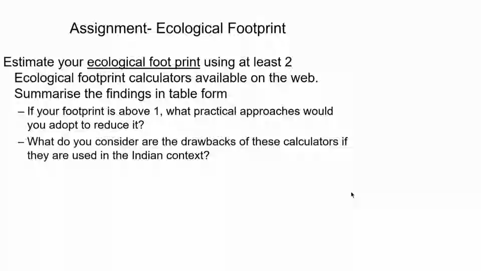So, the question is, if your footprint is above 1, what practical approaches would you adopt to reduce it? There are various means, and when you use the calculator available on the web, you can see that there are various ways in which you can reduce your footprint. For example, your footprint from your means of transport. Currently, let us say you are using a car to go to office, or a motorbike to come to the class.